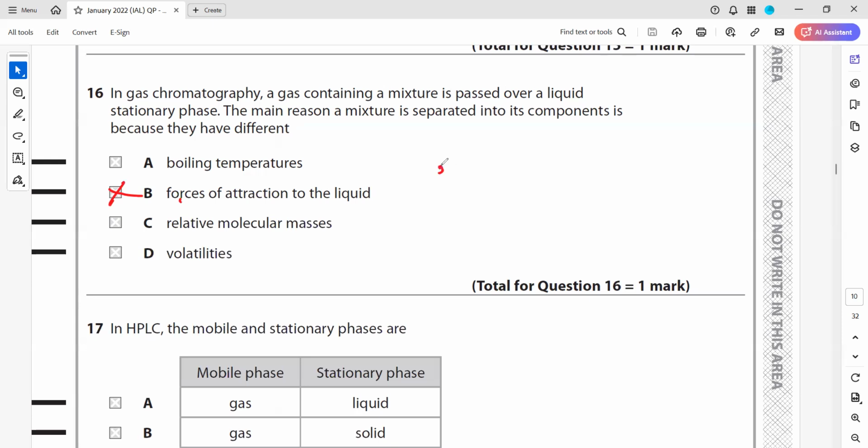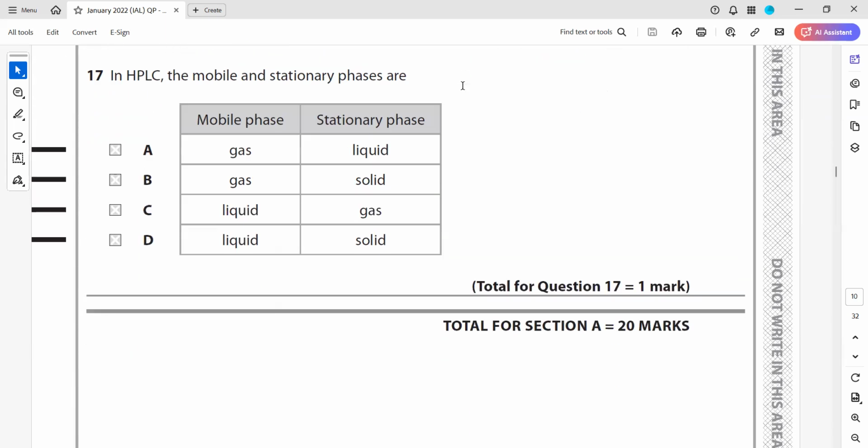That force of attraction, for example, particle A is there and a particle B. So when they are moving, because of a different attraction, one will slow down and one will move faster than the other. So they are separated from each other. The greater the difference in the attraction forces, the greater the difference in retention time.